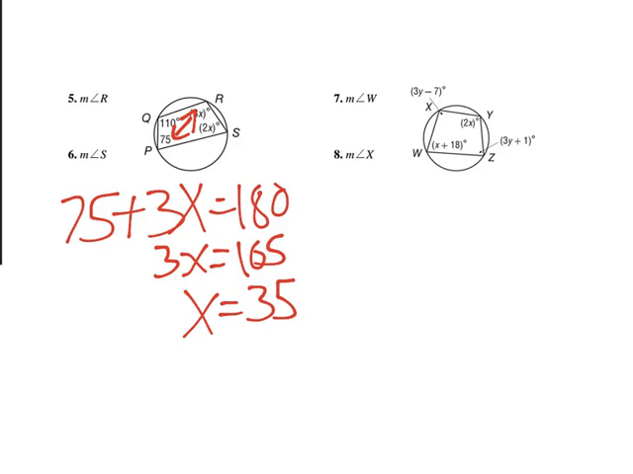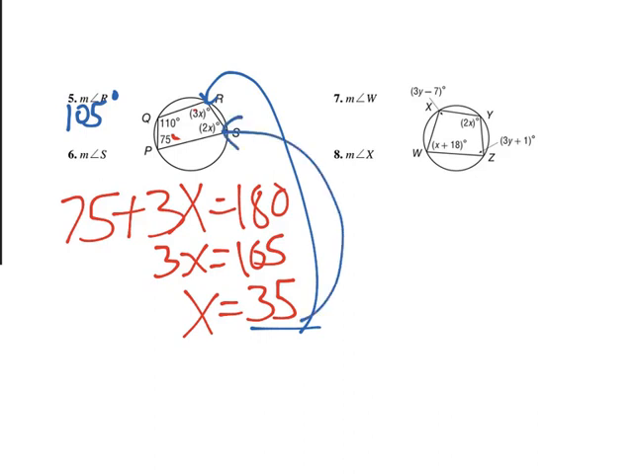But Mr. Fisher, I didn't have to solve for x. Why did I solve for x? I'll tell you why I solved for x. You solve for x because you have to take that value and plug it back in to find R. So I do 3 times 35, and I get 105. So I know that angle R has to be 105 degrees. And then I do 2 times 35 for the other one, and I get 70.